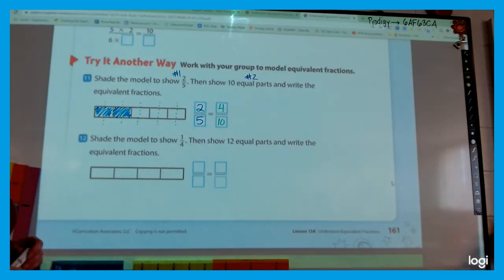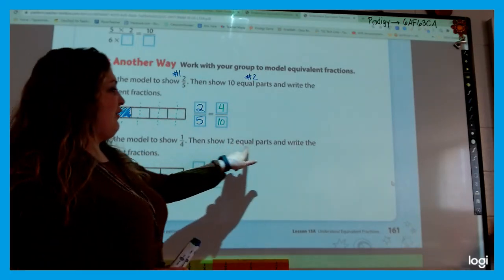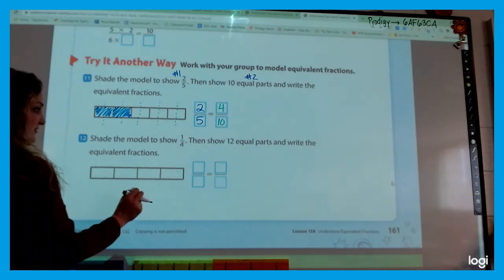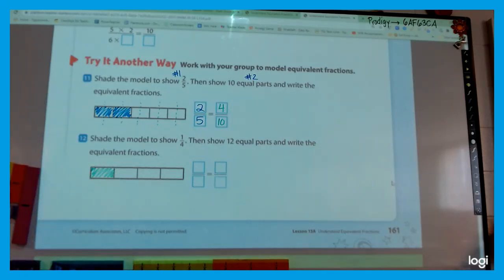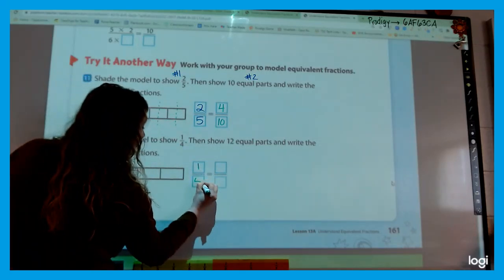Shade the model to show 1/4. We'll do that first. Then show 12 equal parts and write the equivalent fractions. All right, well, let's go ahead and shade to show 1/4 first. So there are 4 equal parts. I need to shade one of them. All right, got that done. So my first fraction I showed is 1/4.